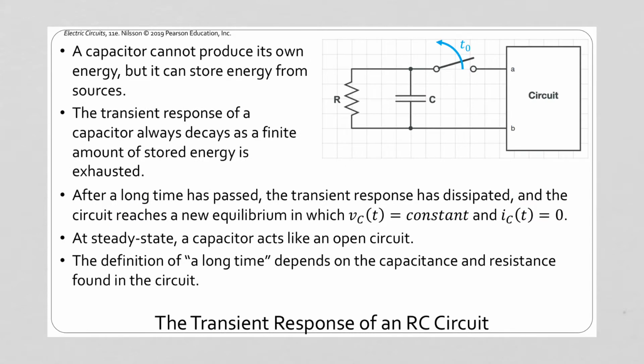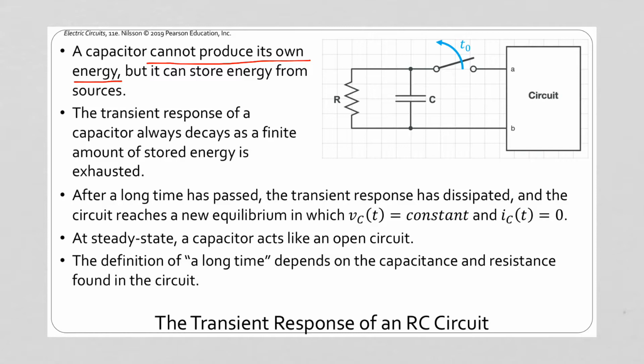Recall that a capacitor is an energy storage device. It cannot produce its own energy. It can only store energy from some outside source, from some external circuit that must have some independent sources in it. The transient response of the capacitor is the behavior of the circuit while the capacitor is discharging, while it's taking the energy that it's stored and distributing that energy through the remaining circuit that it's connected to in order to minimize the change in voltage, to slow down that change in voltage as much as possible.